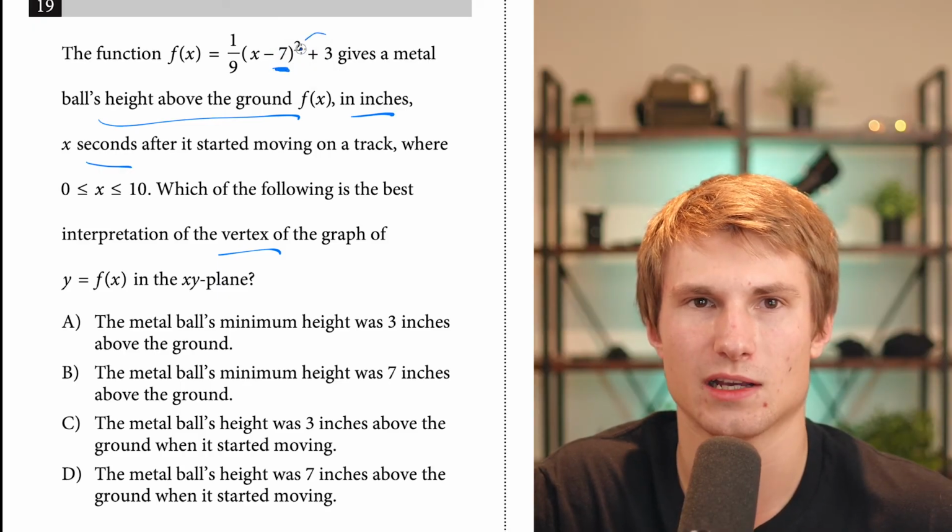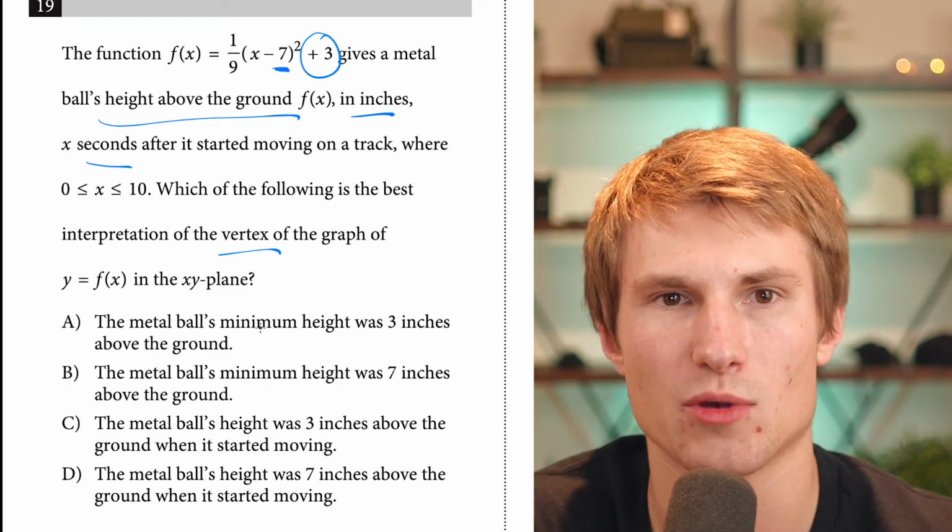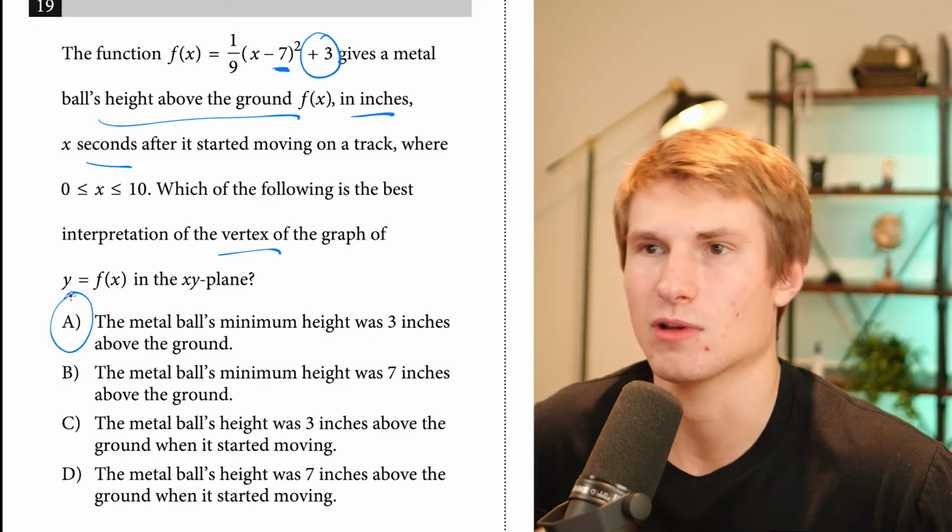Okay, positive 7 seconds, and we have a minimum height of 3. We have option A. Metal ball's minimum height was 3 inches above the ground. That's perfect. We can go and move on to question number 20.